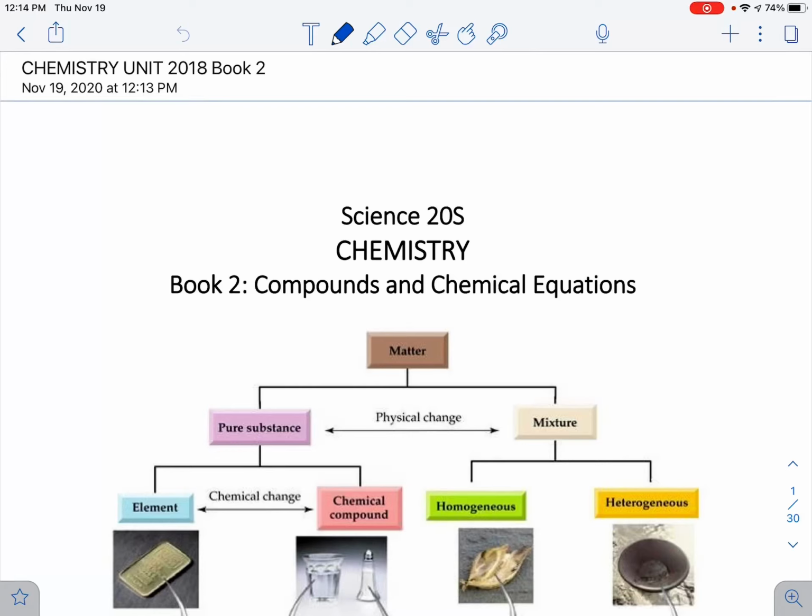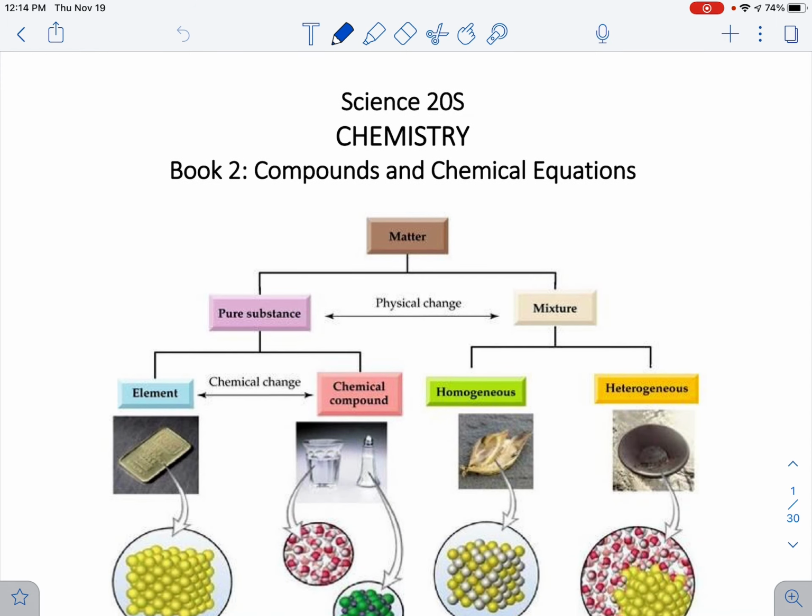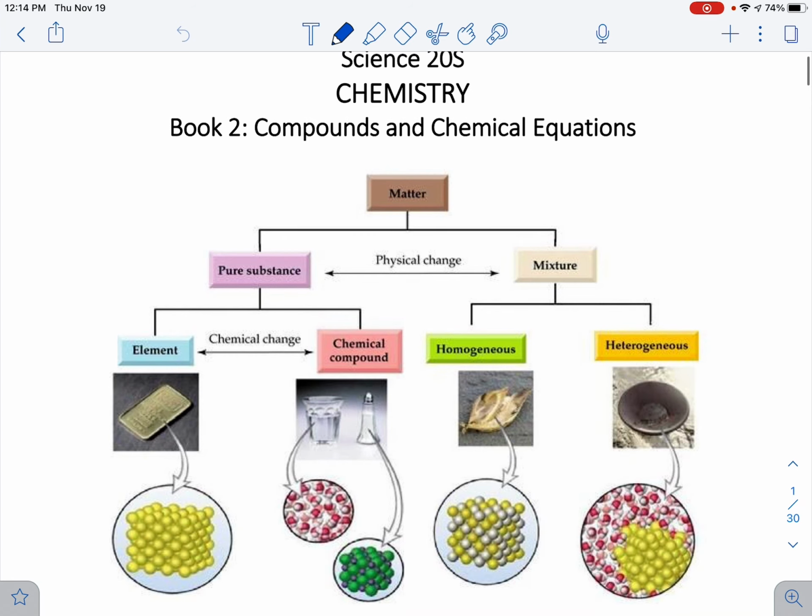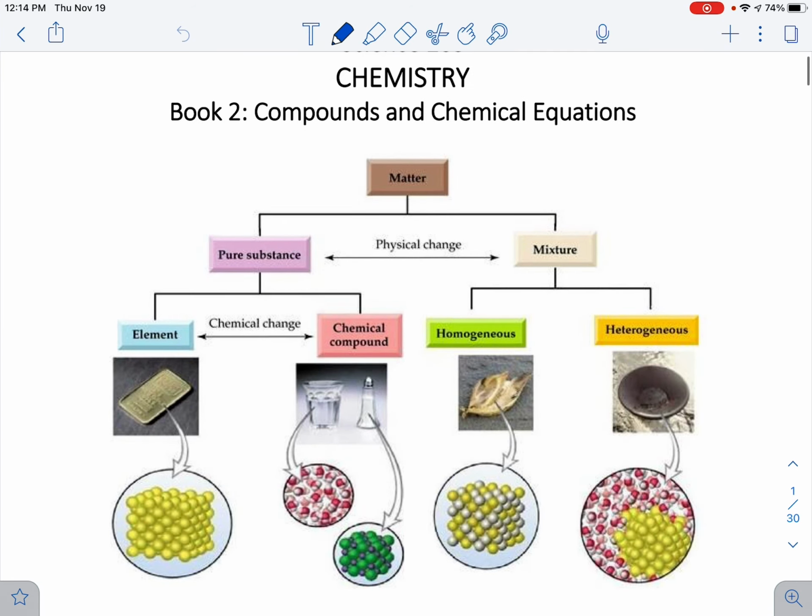Hello everybody, today we are starting our new booklet, Booklet 2, Compounds and Chemical Equations. So now we're going to get into some real chemistry. The previous section was really a building up of some basic skills and learning the elements and the names, and now we're going to get right into talking about chemistry, chemicals. So this first chart is actually a really important one.